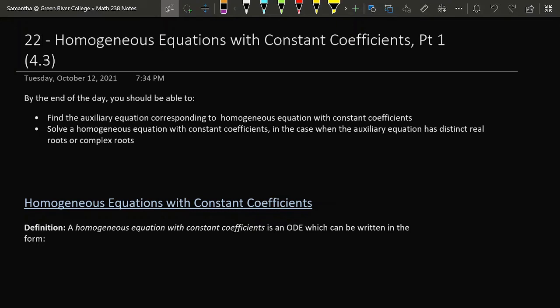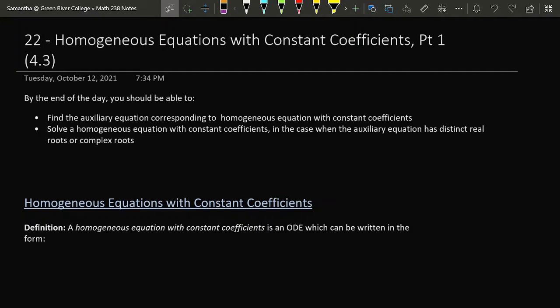So 3 days ago, we talked about homogeneous ODEs. To completely solve a homogeneous ODE, all that we needed to do was find linearly independent solutions. How many did we need to find? Well, it depended on the order of the differential equation. Second order, we needed 2. Third order, you would need 3. Fourth order, you would need 4, etc.